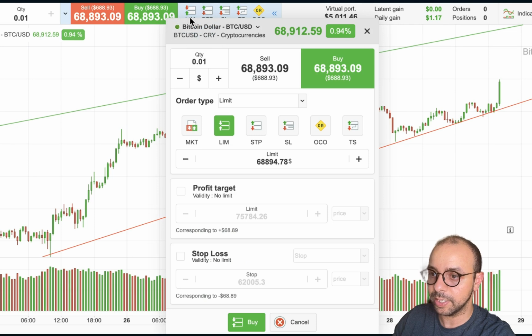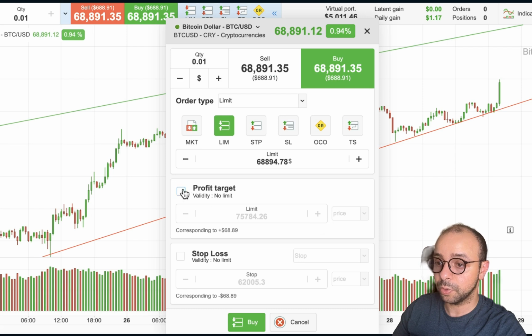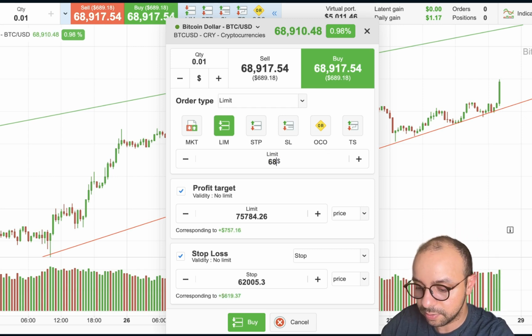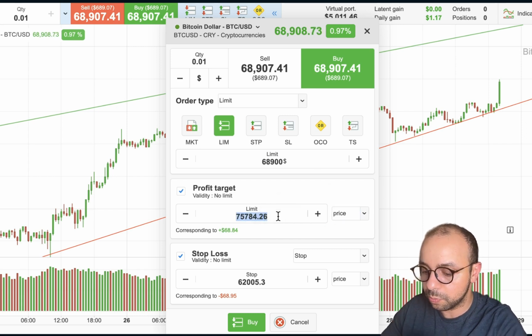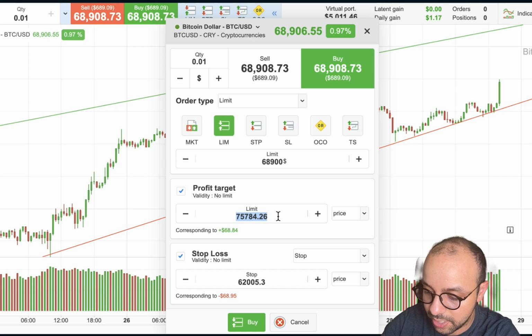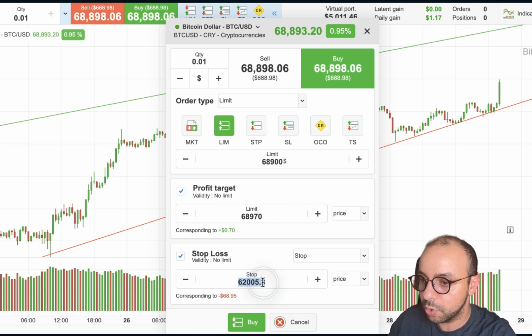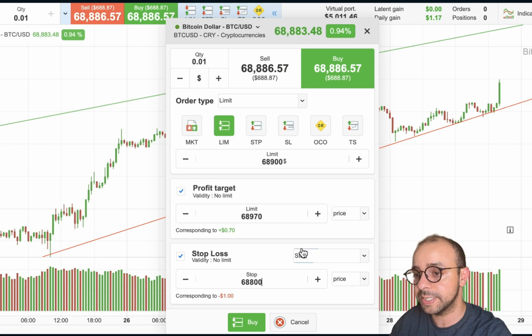So I'm going to click on that, and over here it's going to open up this ticket. You can set up the profit target and the stop loss as well as the limit order. So right now the Bitcoin is at 68,900, something like that. We're going to set up that we are ready to buy this at, let's say, 68,900, and our profit target is at 68,970, for example, and we don't want to go below 68,800. So this is just for the example.